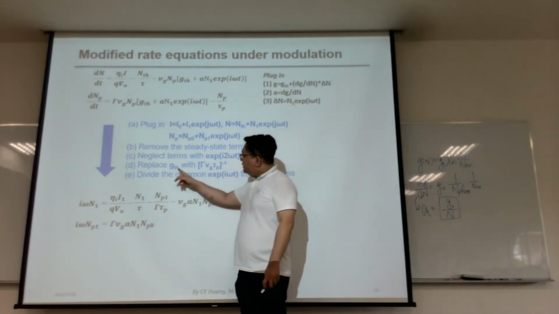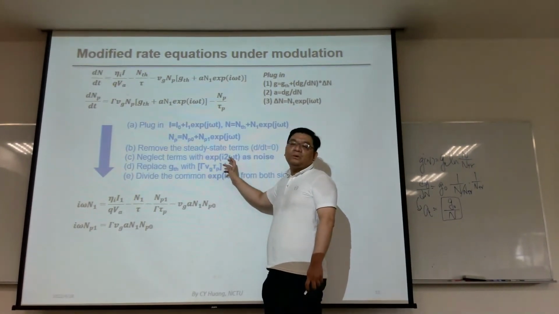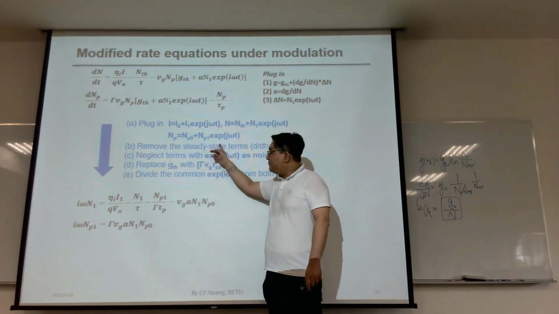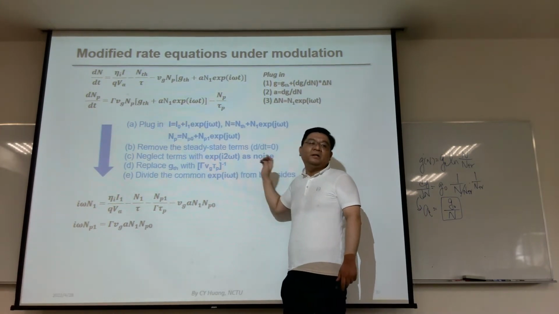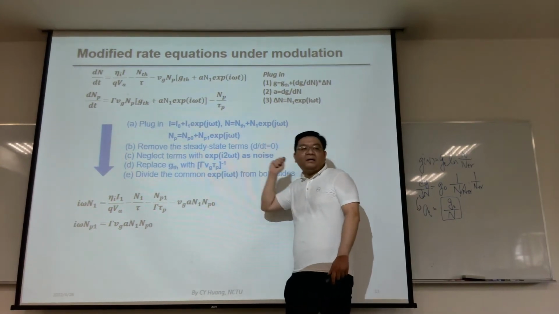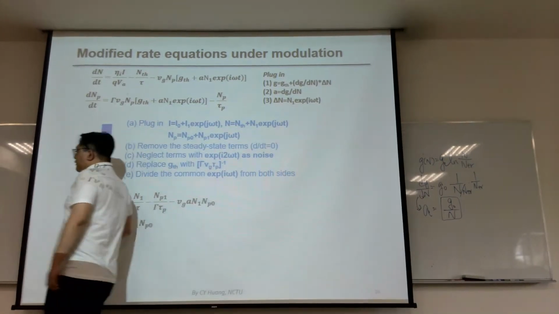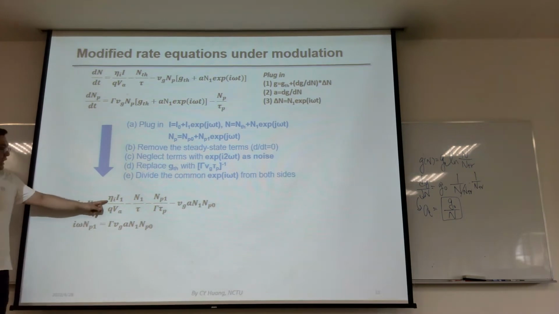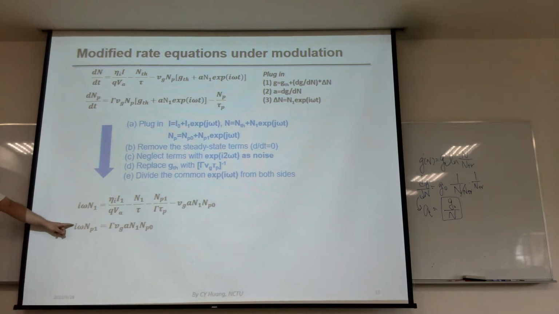Then replace the G_th term with the gamma Vg tau p, the one you have in the equation. Okay, then after such three operations, you can see the exponential i omega t will be the common term at both sides. Then you can remove that. Okay, so the rate equation for current modulation turns to the term here: i omega n1 will be tau I I1 over qVa. And this is the rate equation of the photon.